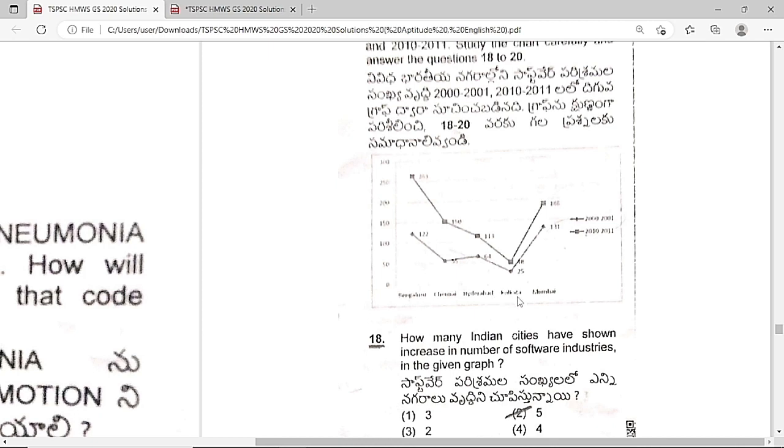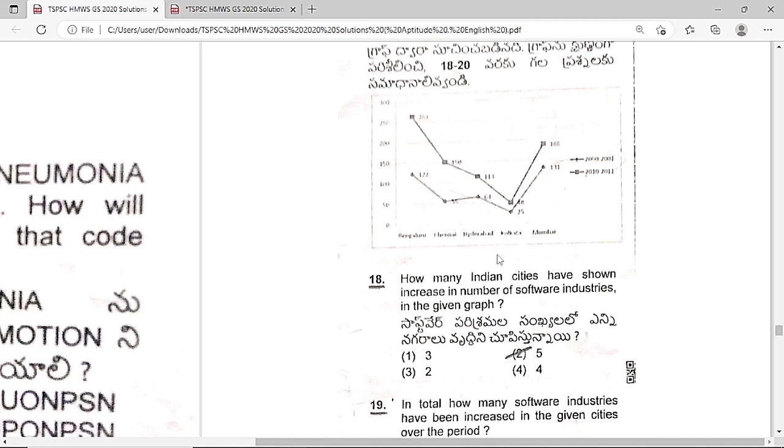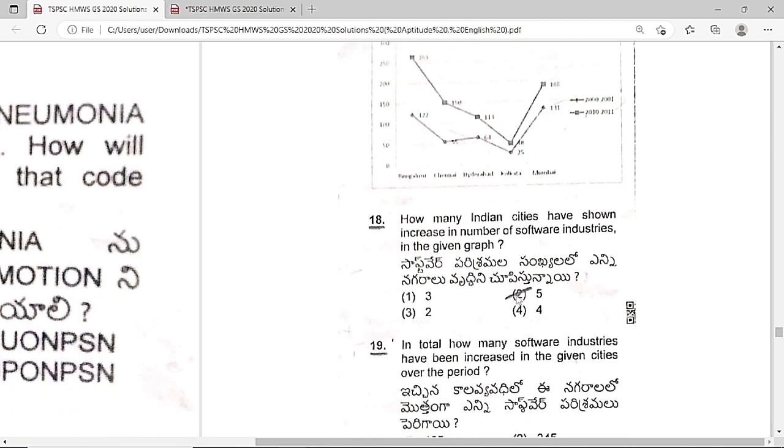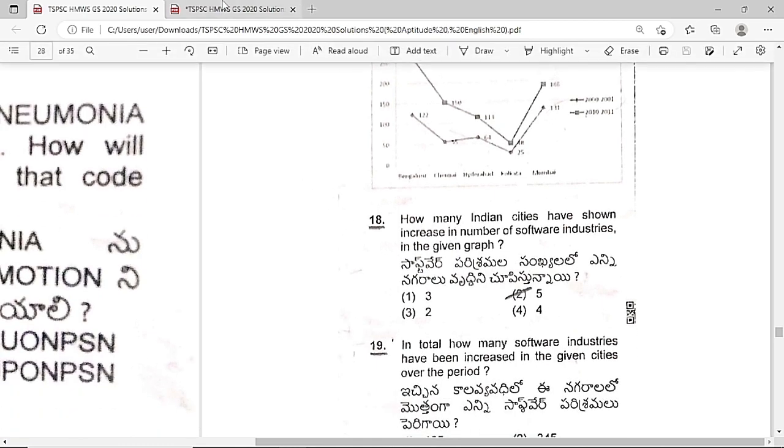In Kolkata also the number of software industries increased. In Mumbai also the number increased. So therefore we can say that in all these 5 Indian cities, the number of software industries has increased. This is the correct solution of this question. But let me discuss something more about this one.